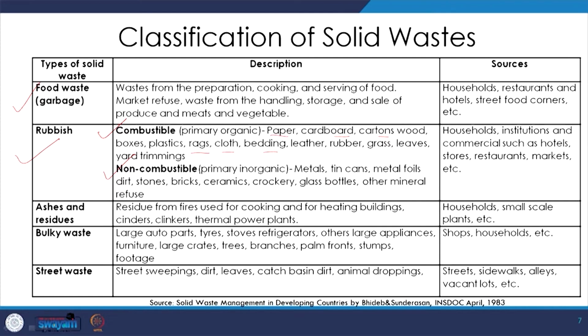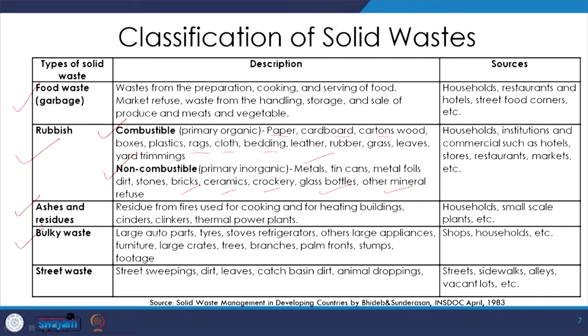While in non-combustible rubbish, which cannot be burnt to produce energy, we have all sorts of metals, construction waste, glass waste and other mineral refuse. So, this is rubbish. The next category is ashes and residues. These are the residues from fire used for cooking and for heating buildings, from thermal power plants, cinders and clinkers, all of that comes into this.